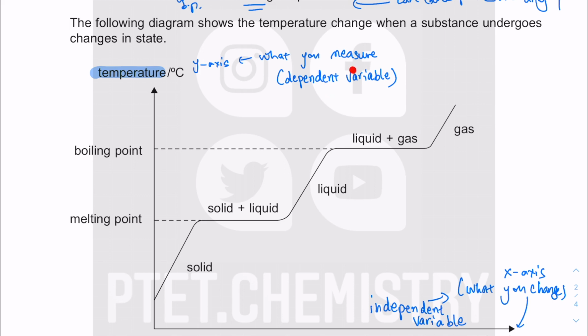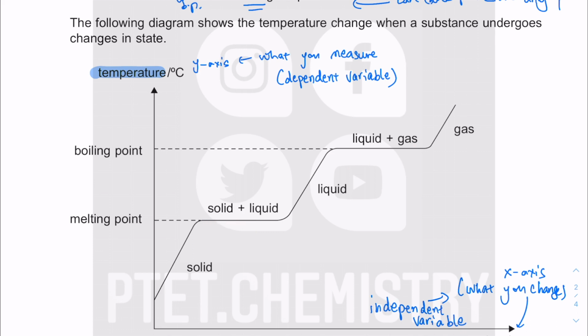The dependent is what you measure, which is on the y-axis. Easy way to remember, a good friend of mine taught me a couple of years ago. The idea is to remember: why are you so dependent? So the y-axis, the vertical axis, is the dependent variable, what you measure, as you change the x-axis, which is the independent variable.